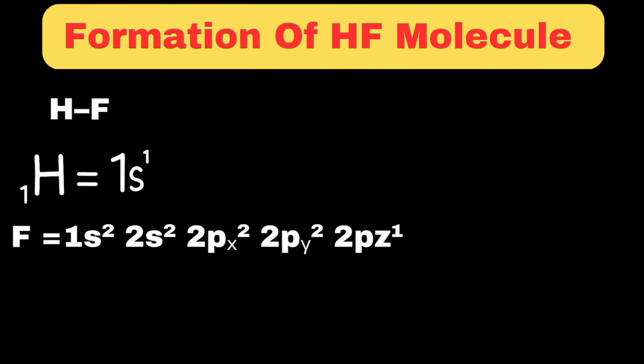Let's take the example of an HF molecule. Here, we can see that one atom is hydrogen and the other atom is fluorine. Since we know the valence electron of hydrogen is present in the 1s orbital, we now need to find out the valence electron of fluorine. By looking at the electronic configuration of fluorine, we can see that its valence electron is present in p orbitals, and the unpaired electron is present in the 2pz orbital. So, according to the postulates of valence bond theory, the unpaired electrons of both atoms should overlap with each other.